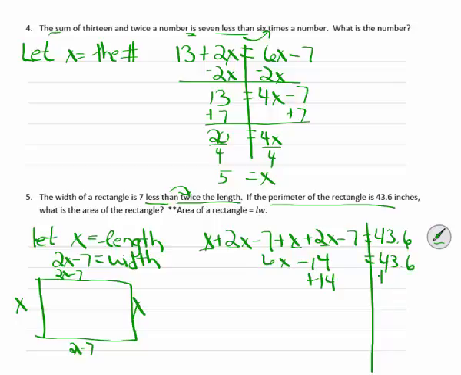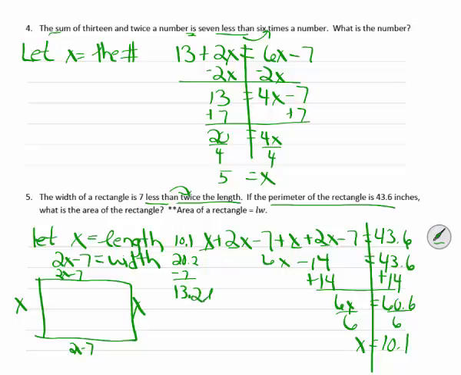Add 14. 6x is 60.6. Divide by 6, and you should get 10.1. That is my length. My width is 2 times that minus 7, so that's 20.2 minus 7, so 13.2 is your length. Nope, I'm sorry, is the width. So now to do the area, I have to multiply my two numbers together.